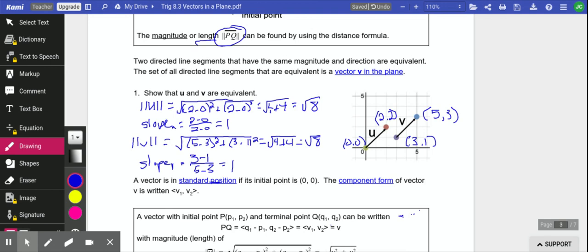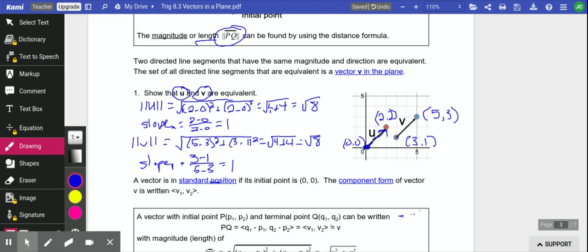Just a little note, your book is going to use bold letters when it's talking about vectors. That's hard for us to write when we're taking notes, but when you see it in your book, bold letters generally mean vectors. Okay, so a vector is in standard position if its initial point is (0, 0). So you can see the vector U is in standard position because it starts at (0, 0) and then it goes out. Vector V is not in standard position.